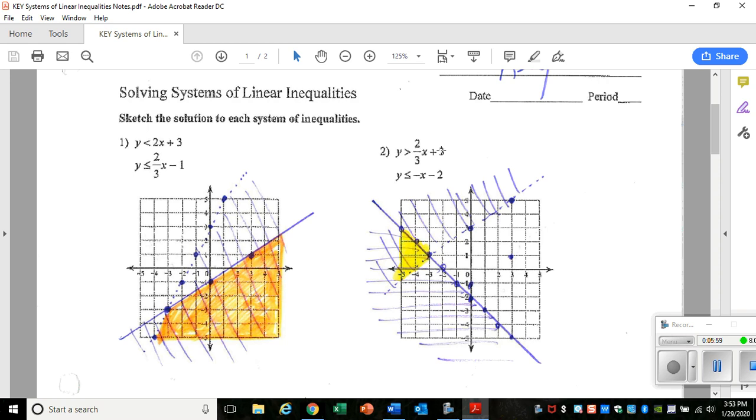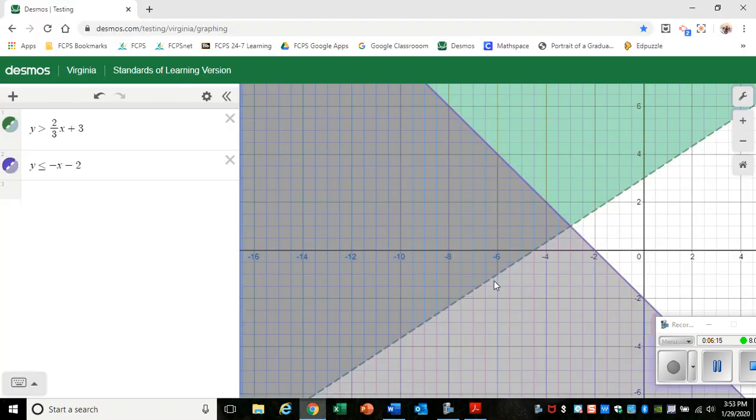3 is the y-intercept. Put a dot at 3. And then go 2 over 3. Go 1, 2 over 3. Put another dot. And then you can just go 3 over 2 backwards. And just put that dotted line because it has no equal sign. And that's what we have on Desmos, right? You see that this is the line for that one, right?